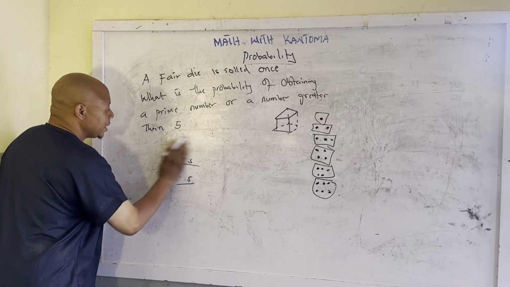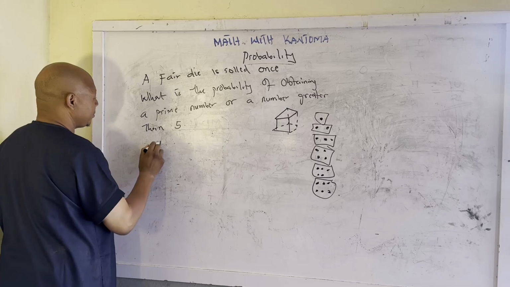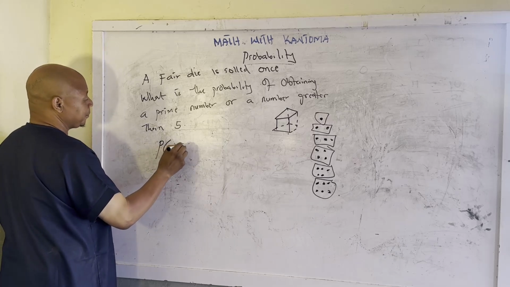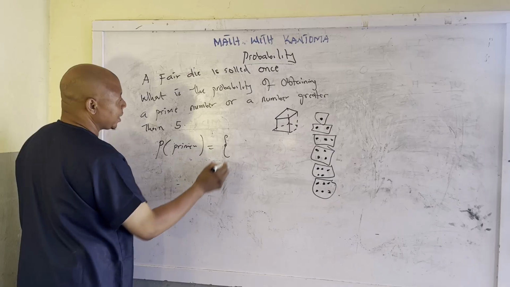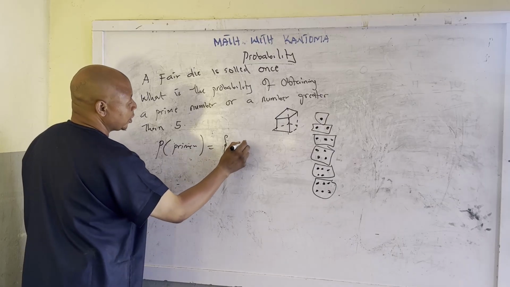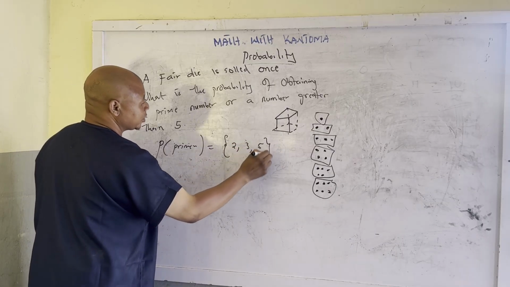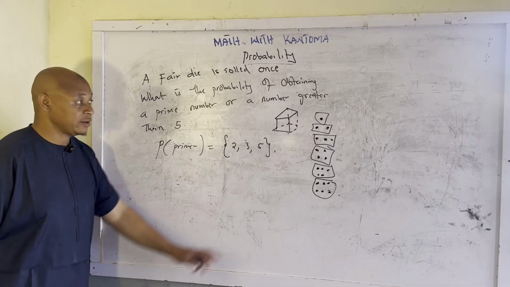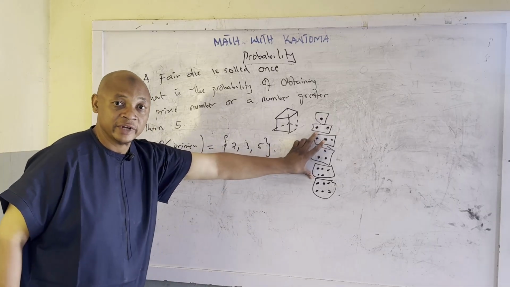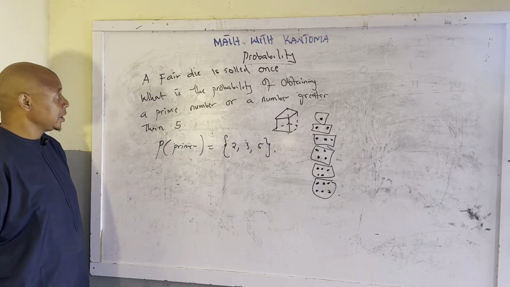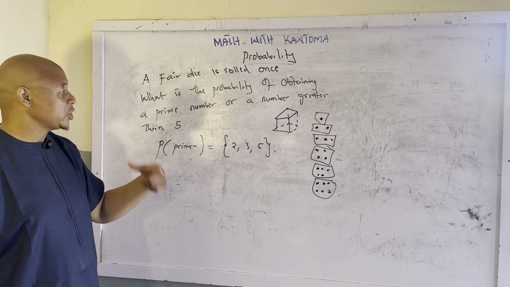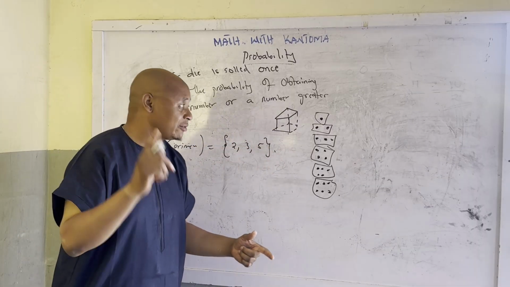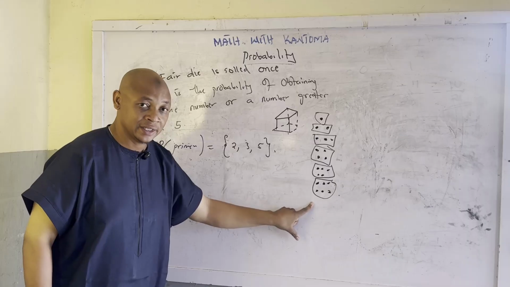So now, the probability of obtaining a prime number is going to be, the prime numbers are the set of 2, 3, and 5. So now these are the set of prime numbers we have within this event. Then "or", they said "or" a number greater than 5. What number do we have that is greater than 5 within this event?